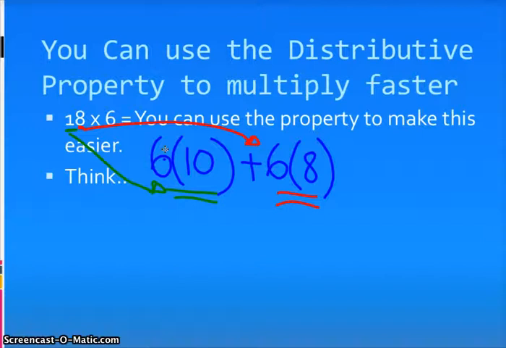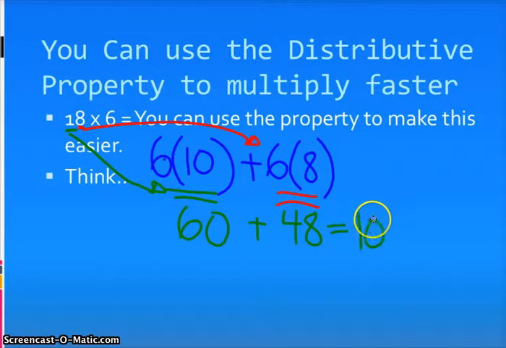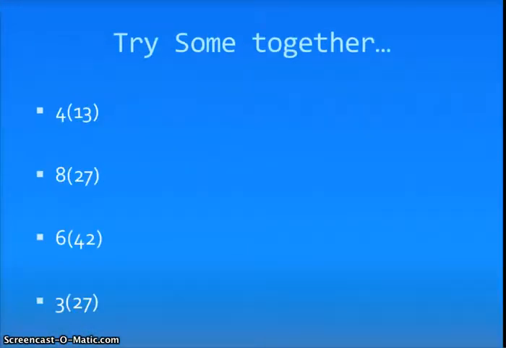Now we know 6 times 10 is 60, and we know 6 times 8 is 48. And now we have addition. We add that together, that equals 108. That is one of the ways you can use a distributive property to solve this. Now let's try some together.